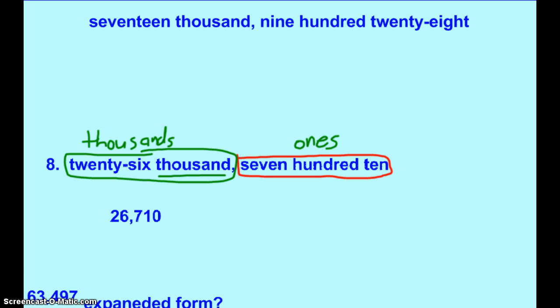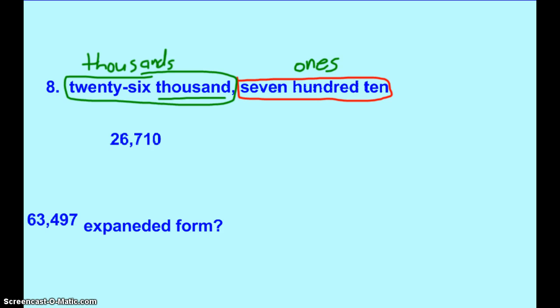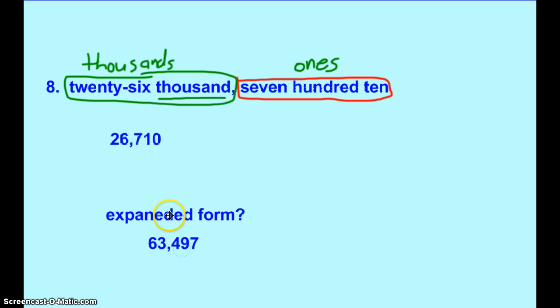One more form that you really didn't have any practice with in your homework, but I wanted to touch on, is the expanded form. Let me correct my spelling there. The expanded form is simply the expression of each value of each digit.